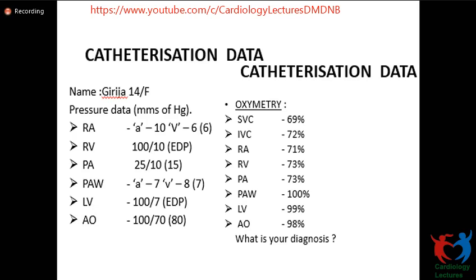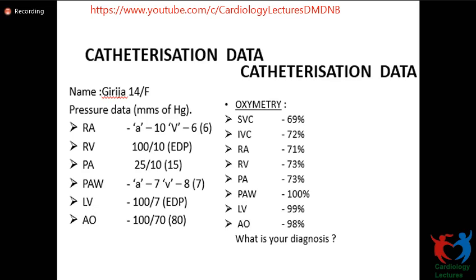There is no gradient across the aortic valve. Is there an abnormal equalization of pressures? There is an abnormal equalization of systolic pressures in RV, LV, and aorta, sir. Very good. So we have to consider whether it could be tetralogy of Fallot. Yes, sir.